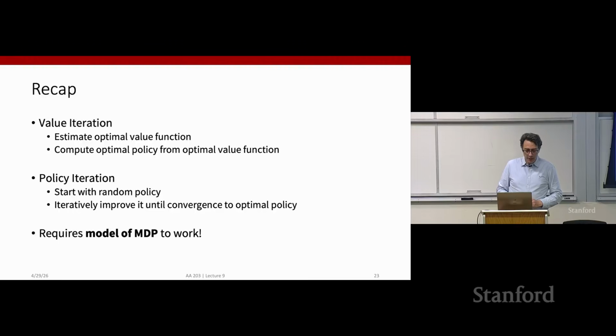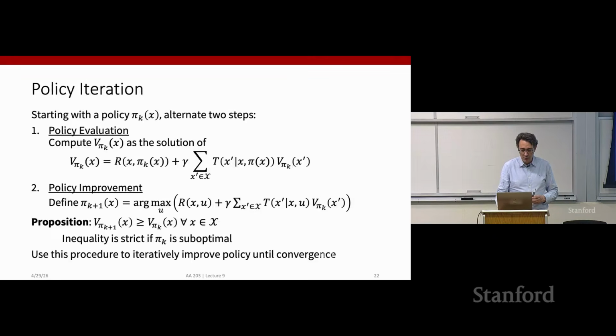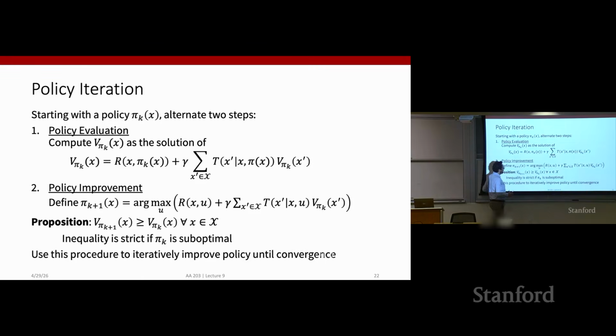So in a nutshell, with value iteration, we estimate the optimal value function, and we can compute the optimal policy through the Bellman equation once we know the optimal value function. In policy iteration, we start with a random policy, and we iteratively improve it until convergence to an optimal policy. Of course, all of this requires the model of the MDP to be known. In particular, it assumes that we know the transition probabilities. Otherwise, for example, you wouldn't be able to solve for the v pi k quantities.